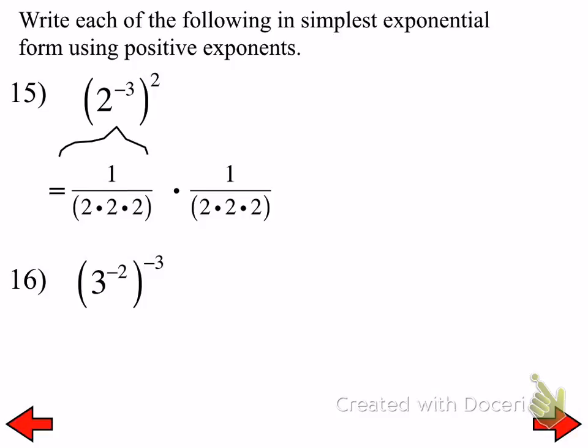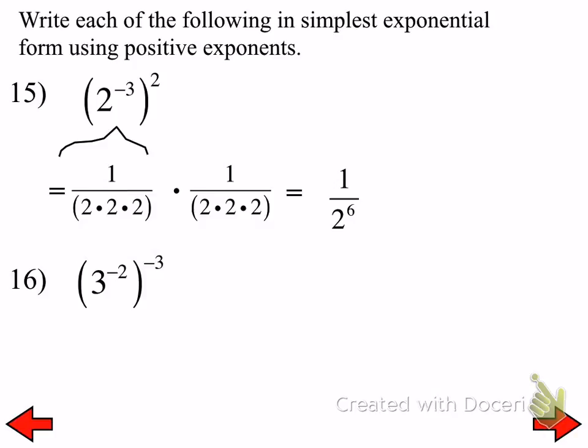So now I see that I count my 2's and I leave it in exponential form. So I see that I have 1 over 2 to the 6th. The 6 is attached to the 2 because that's what is being repeated. So make sure you have this written down.